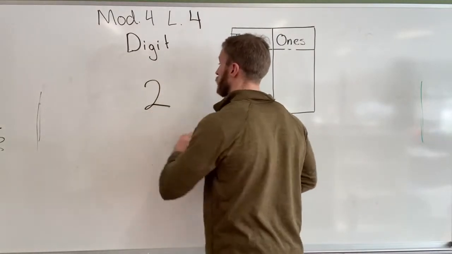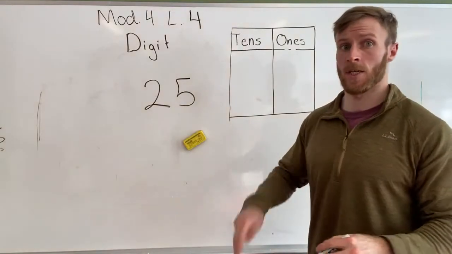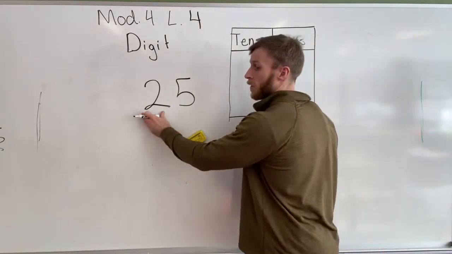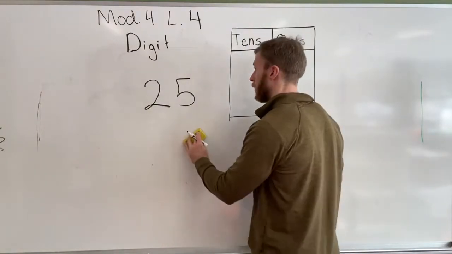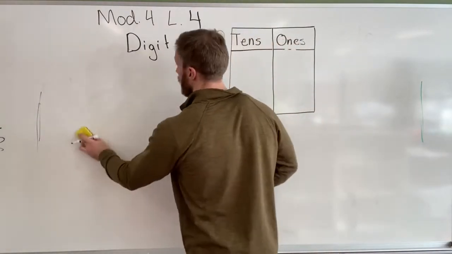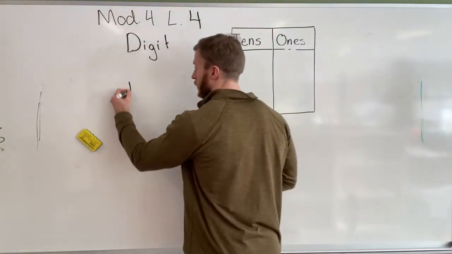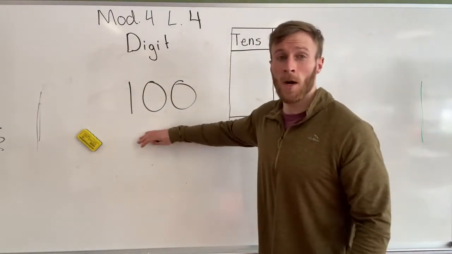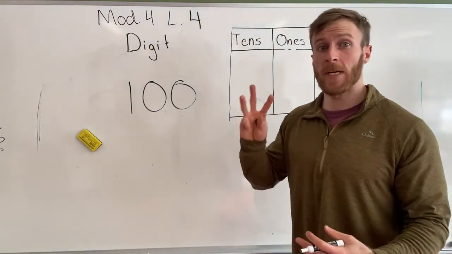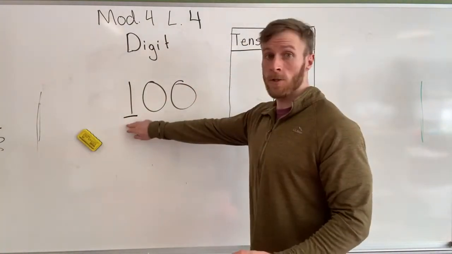If I have the number 25, still a 2-digit number. 2 is the digit in the tens place. 5 is the digit in the ones place. All right? And there are 99 2-digit numbers, because once we get to 100, this is one number, but it's made up of 3 digits. There's a 1, the digit in the hundreds place is a 1.